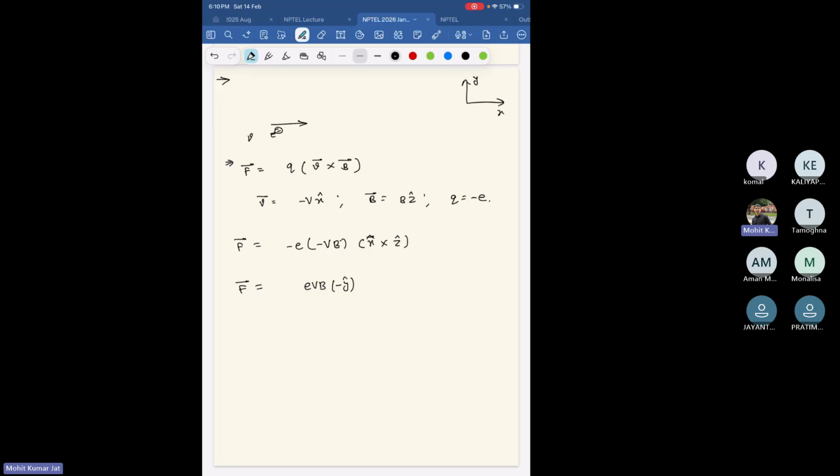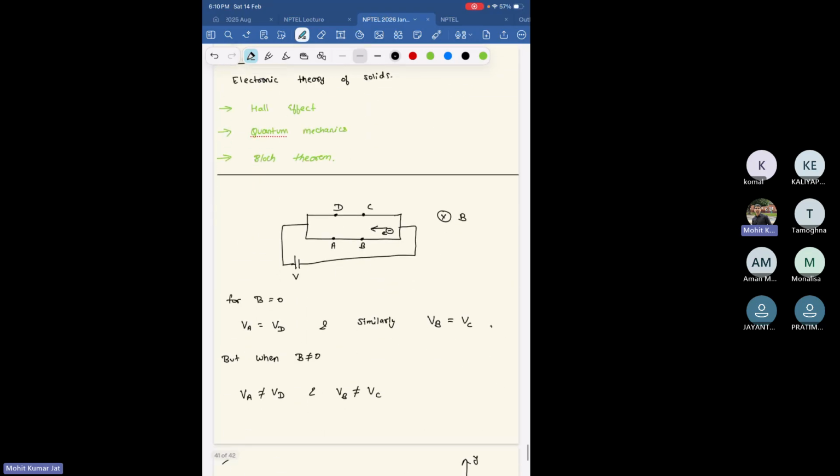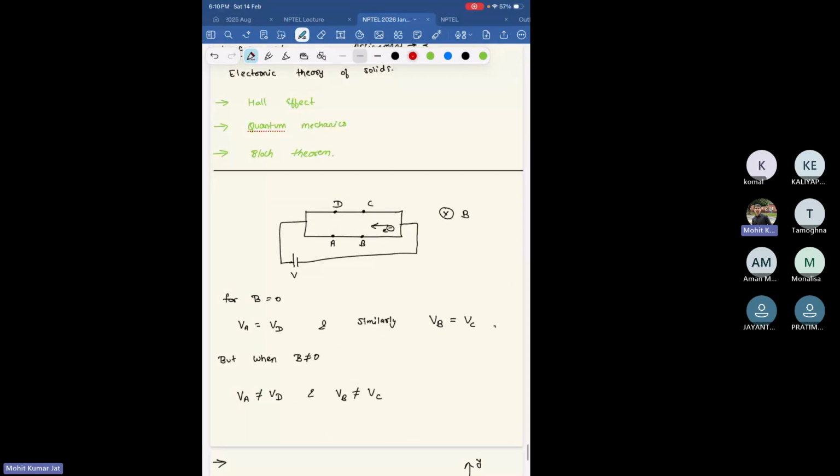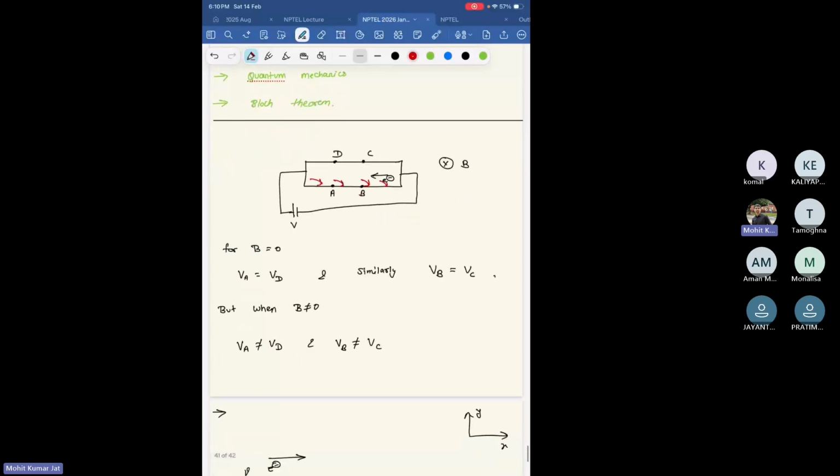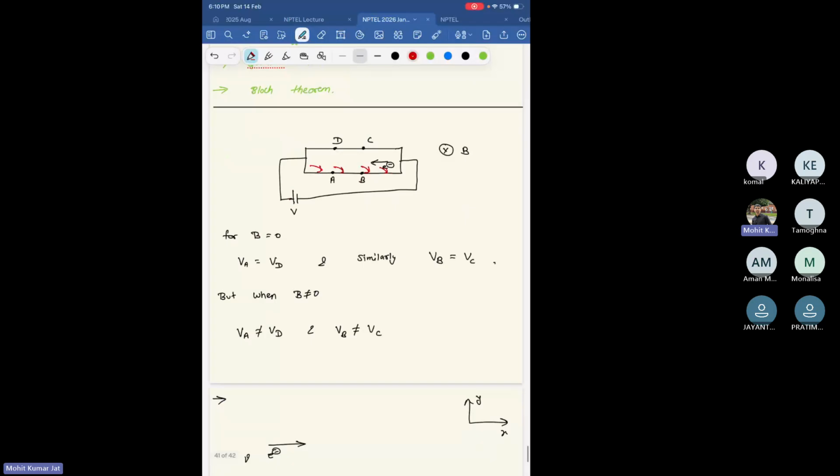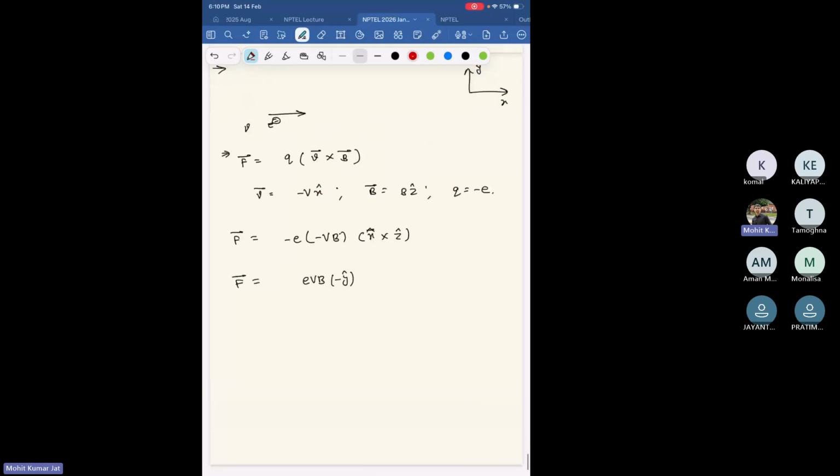So in that case, electrons will drift toward this end. If they accumulate on this edge, the AB edge, then the potential on the AB side will be different from the potential on the CD edge, and that's where the transverse voltage comes in. This is well discussed in the class already.